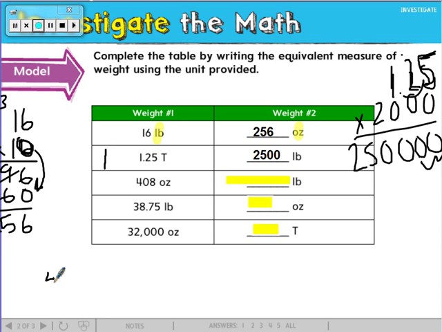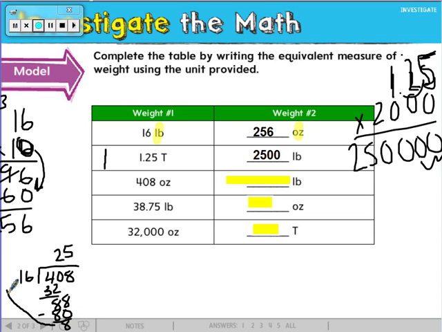So we're going to take 408 and divide it by what? 16. Good. 16 goes into 40 2 times. 32. That's 88. 16 goes into 88 5 times, which is 80. So I have a remainder of 8.